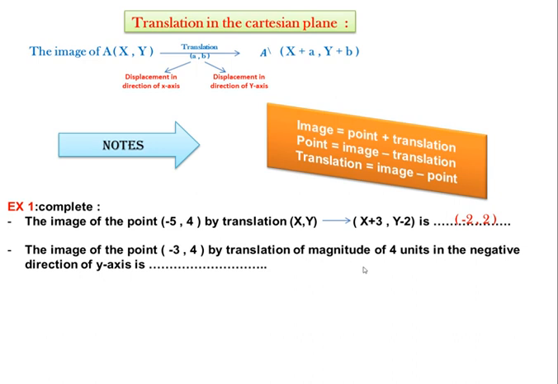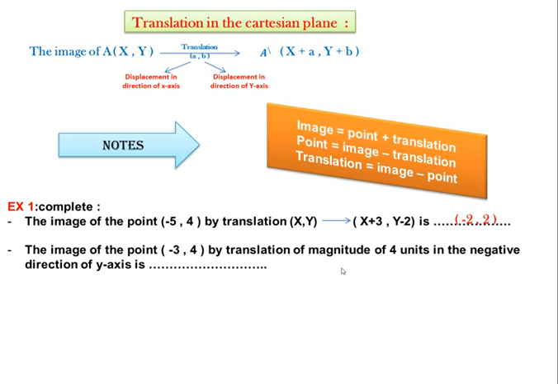Another example: the image of the point (-3, 4) by a translation of magnitude 4 units in the negative direction of the y-axis. We have the point (-3, 4), and for the translation we need to know how many units we move in x and how many in y. Here the translation is moving 4 units in the negative direction of the y-axis. How many units do we move in the x-axis? No units. Then the translation will be 0 and 4 units.